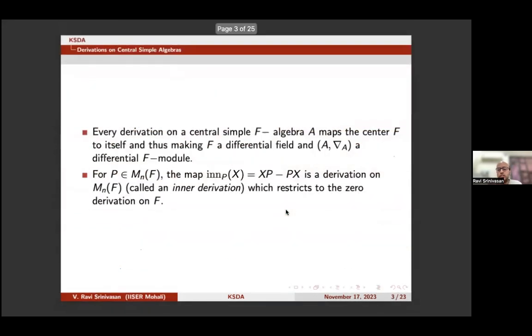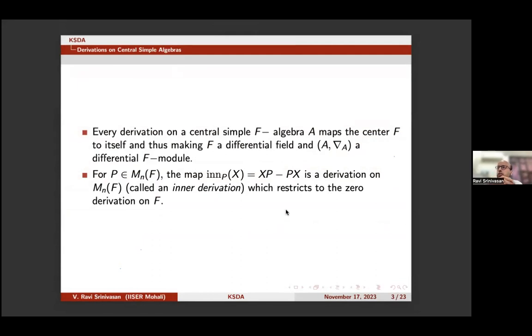Sorry for the interruption. Just to clarify, so F is a differential field in that case. F will become a differential field. So you start out with a central simple algebra with a derivation. This derivation is just a derivation as a ring.